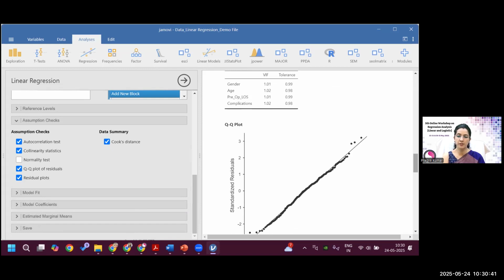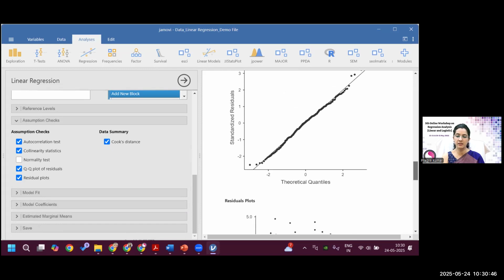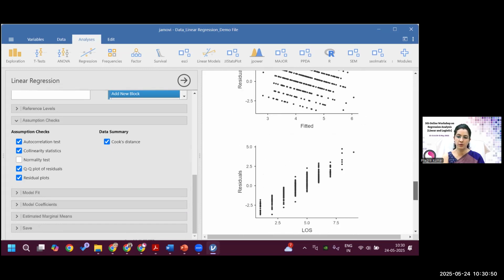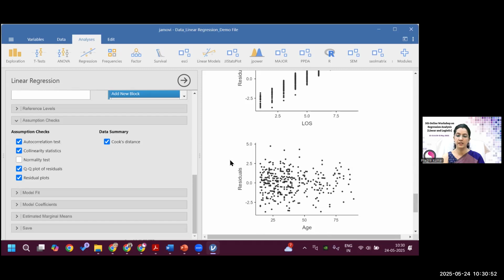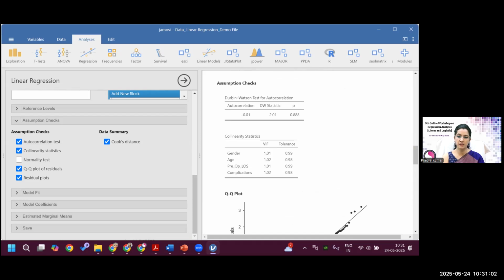So this is your QQ plot. The QQ plot is showing that it is linear, normal in distribution. This is the residual plot. You cannot find any pattern, like fanning and all. So homoscedasticity is there. And again, Cook's distance.